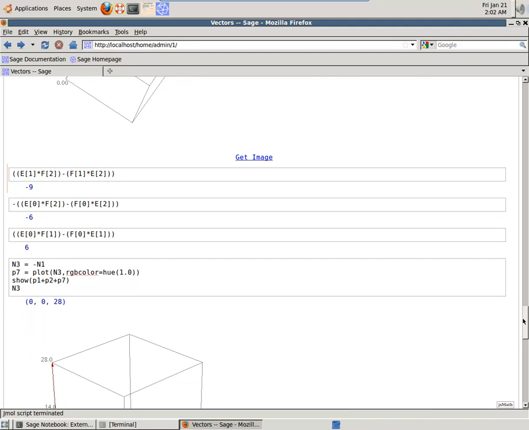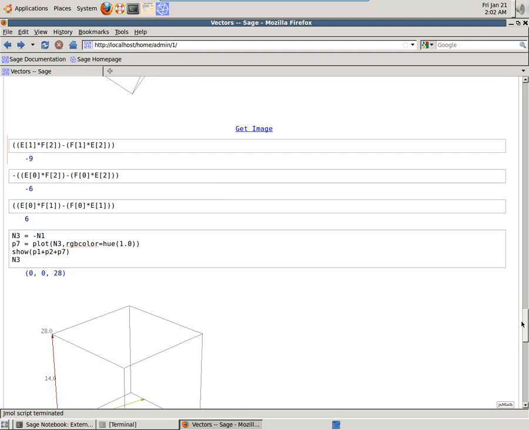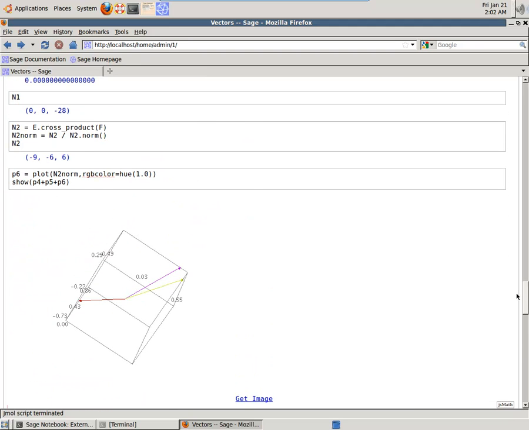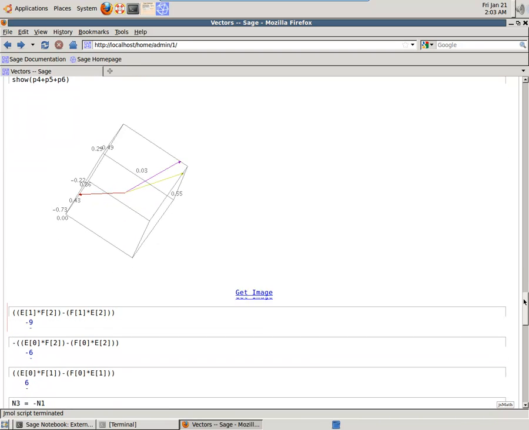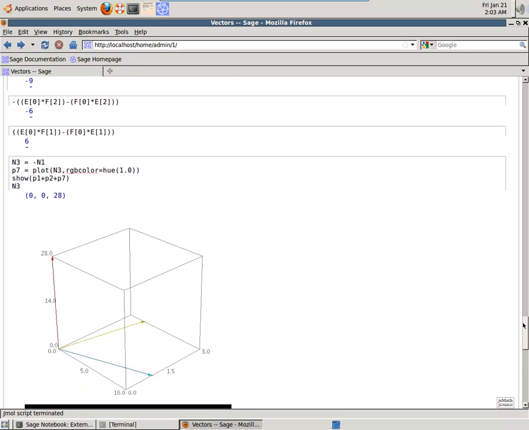And it's not too shabby. So once we get that calculated, you'll notice we have exactly -9, -6, 6. So they're identical between the two here. And that's precisely what we calculated out.